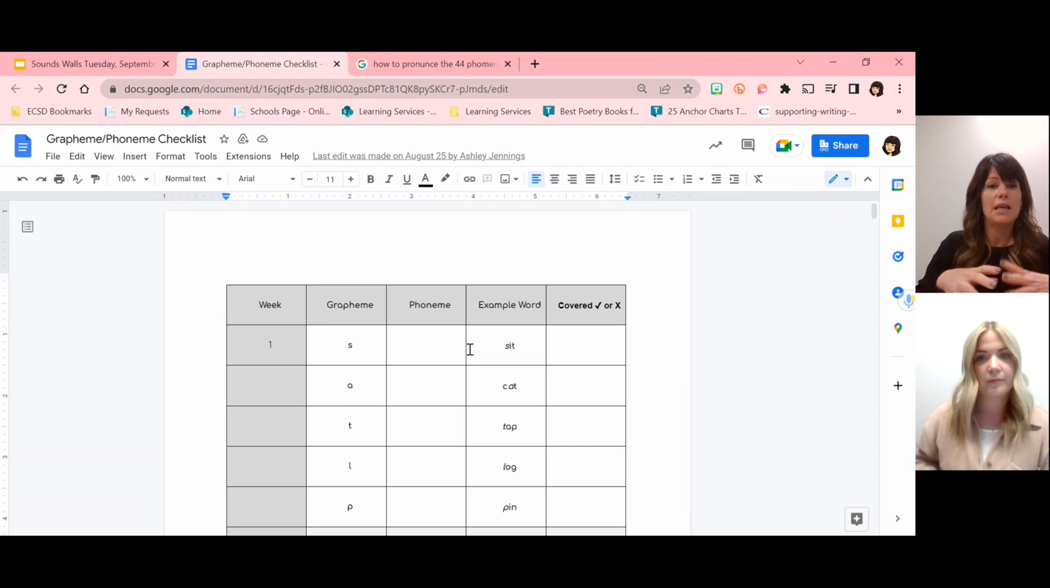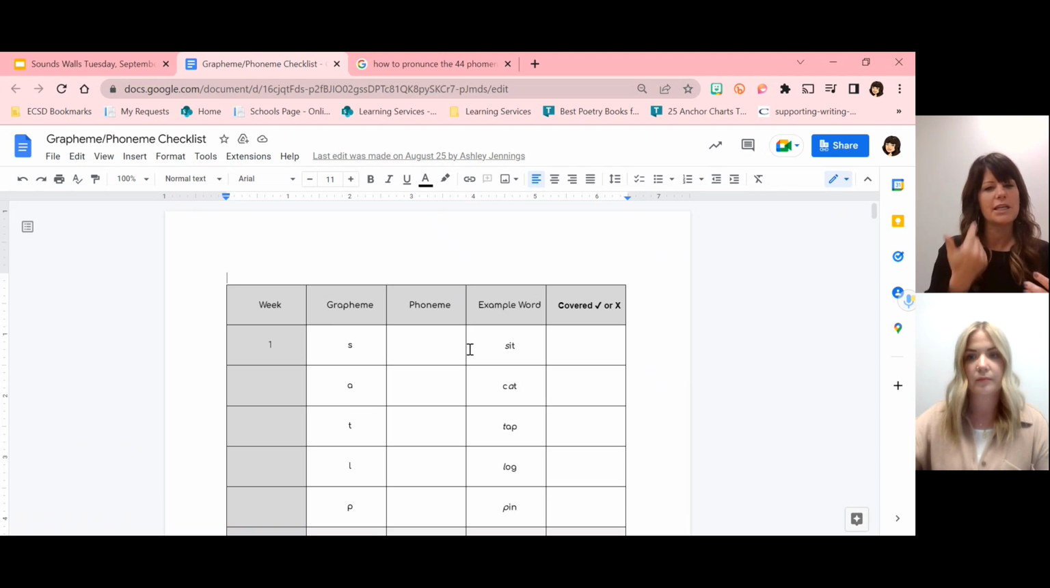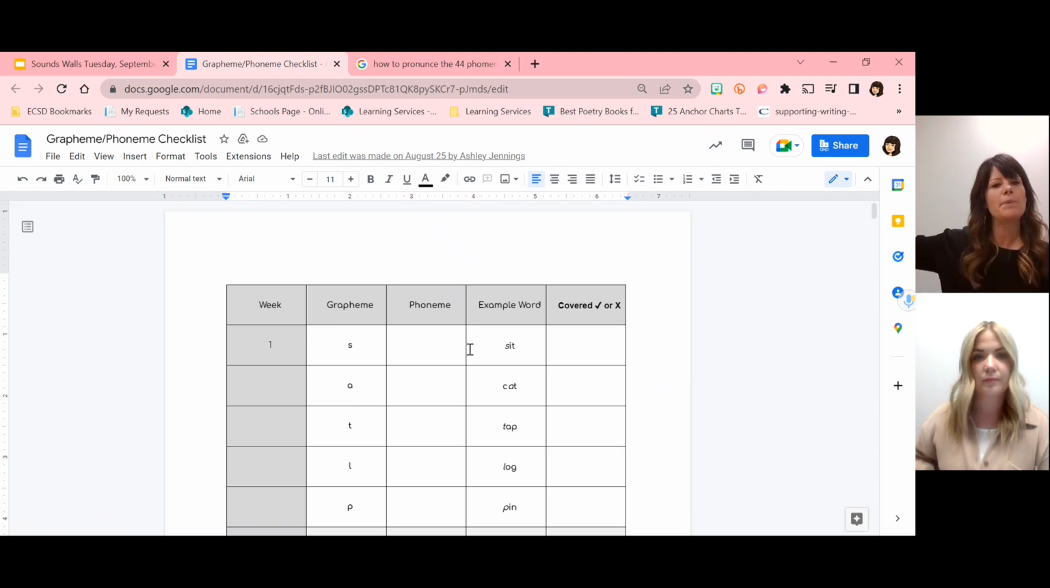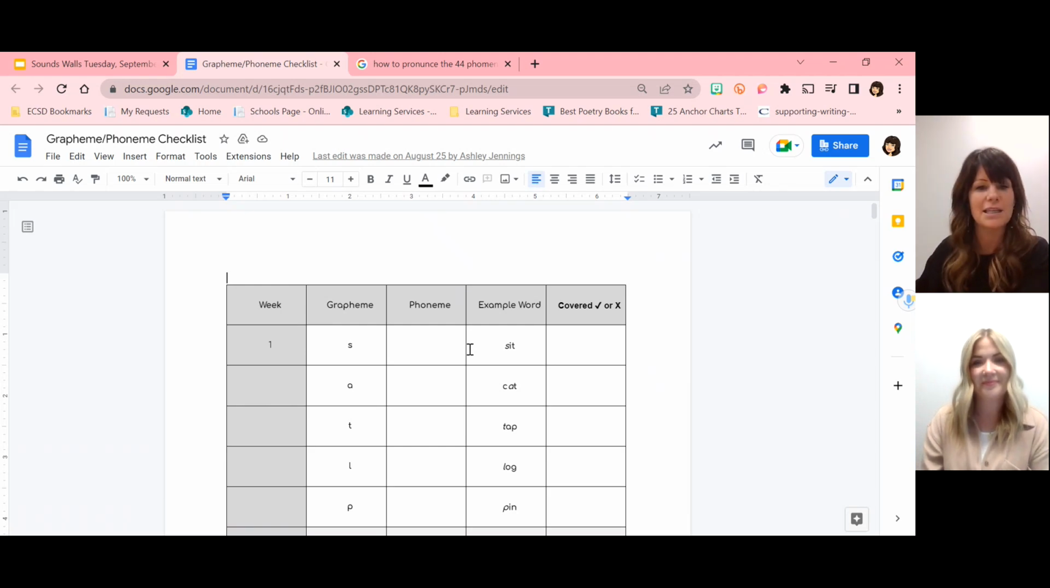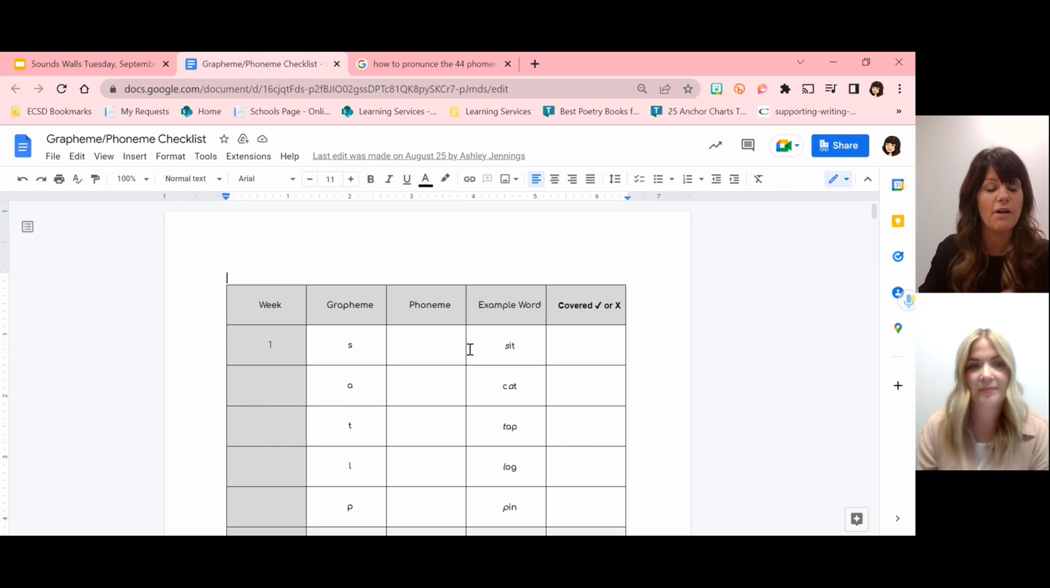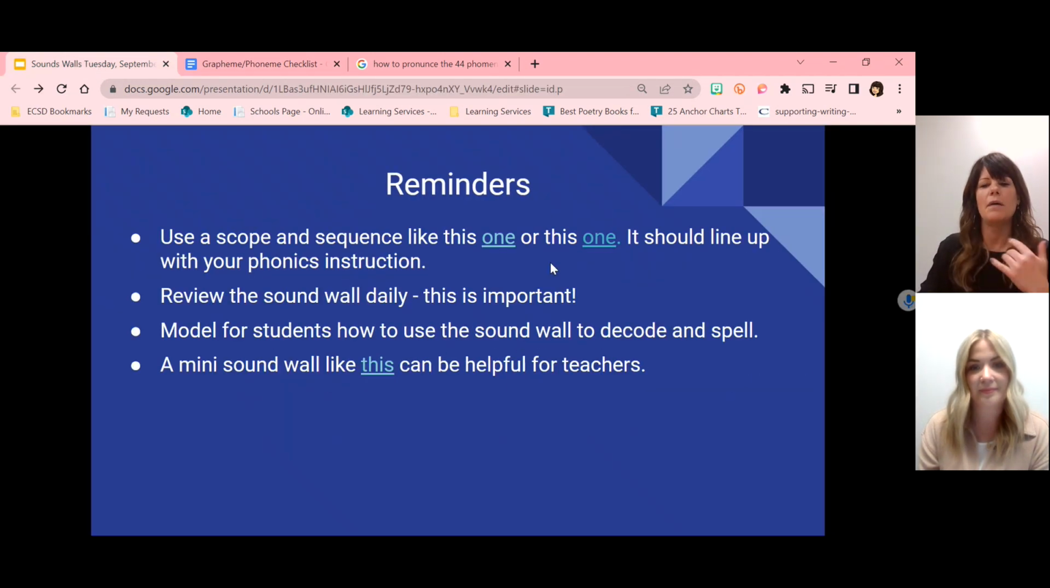What you would do is introduce the sound first, the articulation of the sound. So the first grapheme here is S, and you could do that whole articulation of the sound, put up the mouth picture, put up that cueing picture, and then dive into the phonics lesson, right? So the sound wall could be a way to enhance those phonics lessons that you're doing with your students, and you can follow this scope and sequence in kinder and grade 1 and even grade 2.